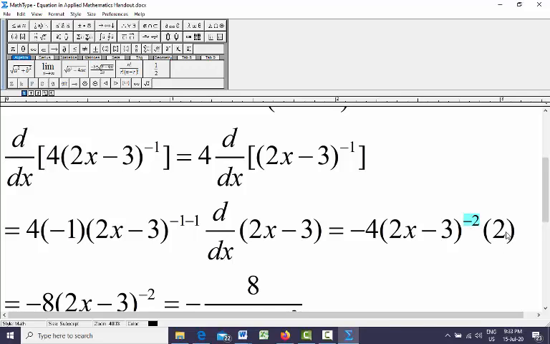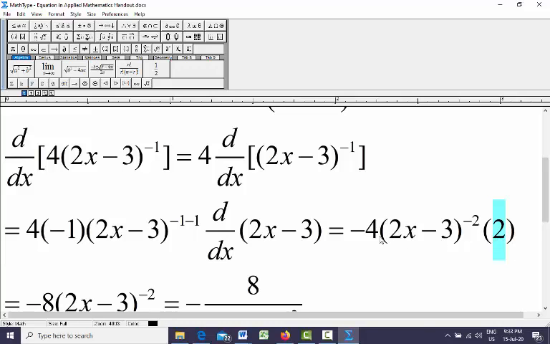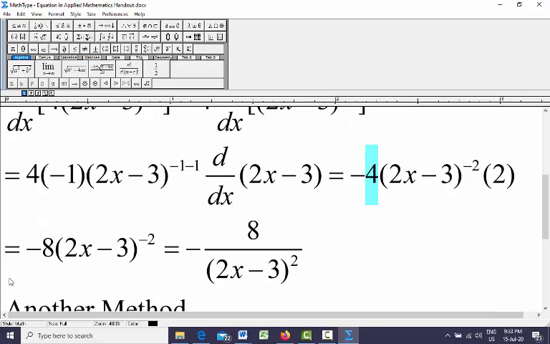Now as you can see, this 2 is an isolated number, and also this 4 is an isolated number. All of these are in multiplication. So we can multiply this 2 with this 4. So 4 multiplied by 2 is equal to 8. So we have minus 8 times (2x minus 3) to the power minus 2.